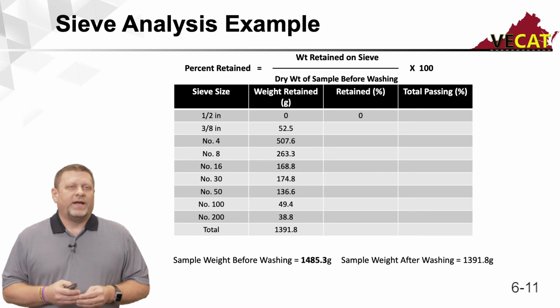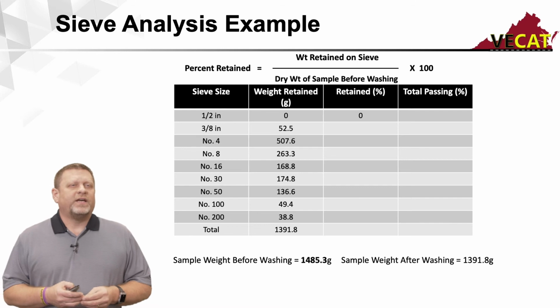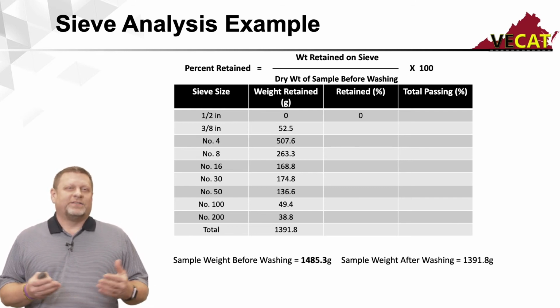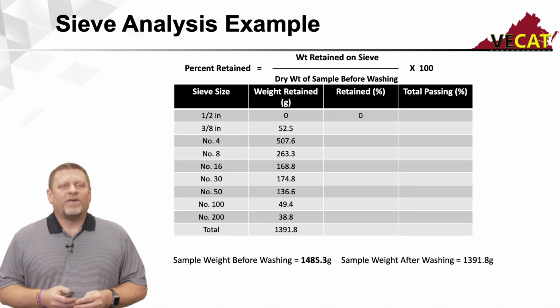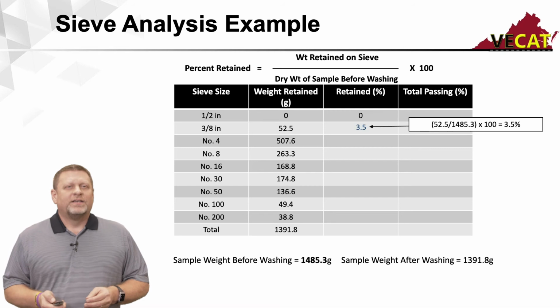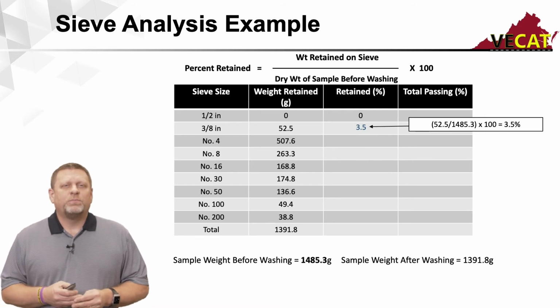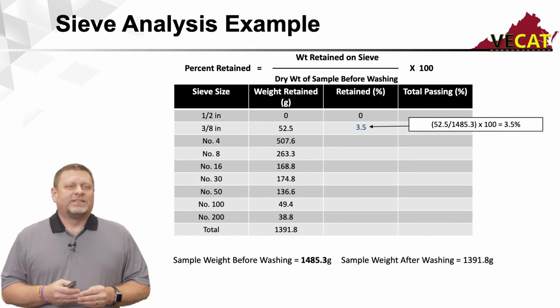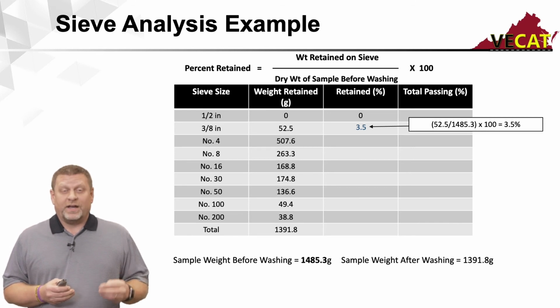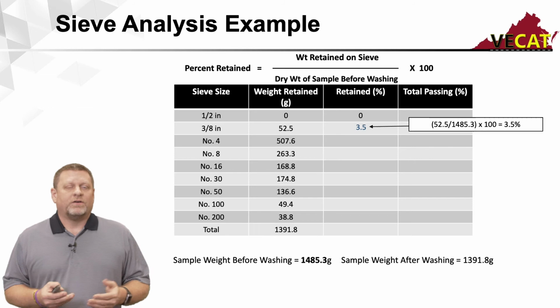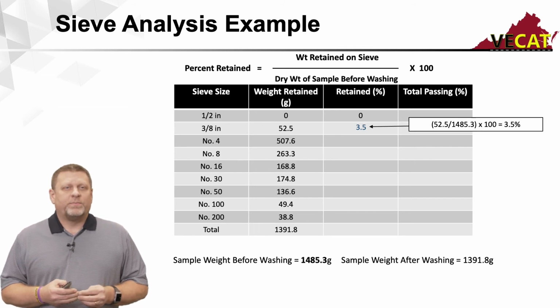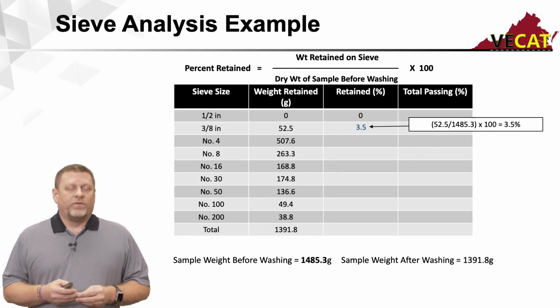Here's the same sample gradation with the formula for percent retained. Note that there was no weight retained on the 1/2 inch sieve. So guess what? That means there's 0% retained on the 1/2 inch sieve. We do have 52.5 grams retained on the 3/8. To calculate that, we take the 52.5 and divide it by the sample weight before washing. That was the original dry sample weight, which was 1485.3. Once we've done that division, we multiply it by 100 to convert it to a percentage, and that tells me I got 3.5% retained on the 3/8 sieve.